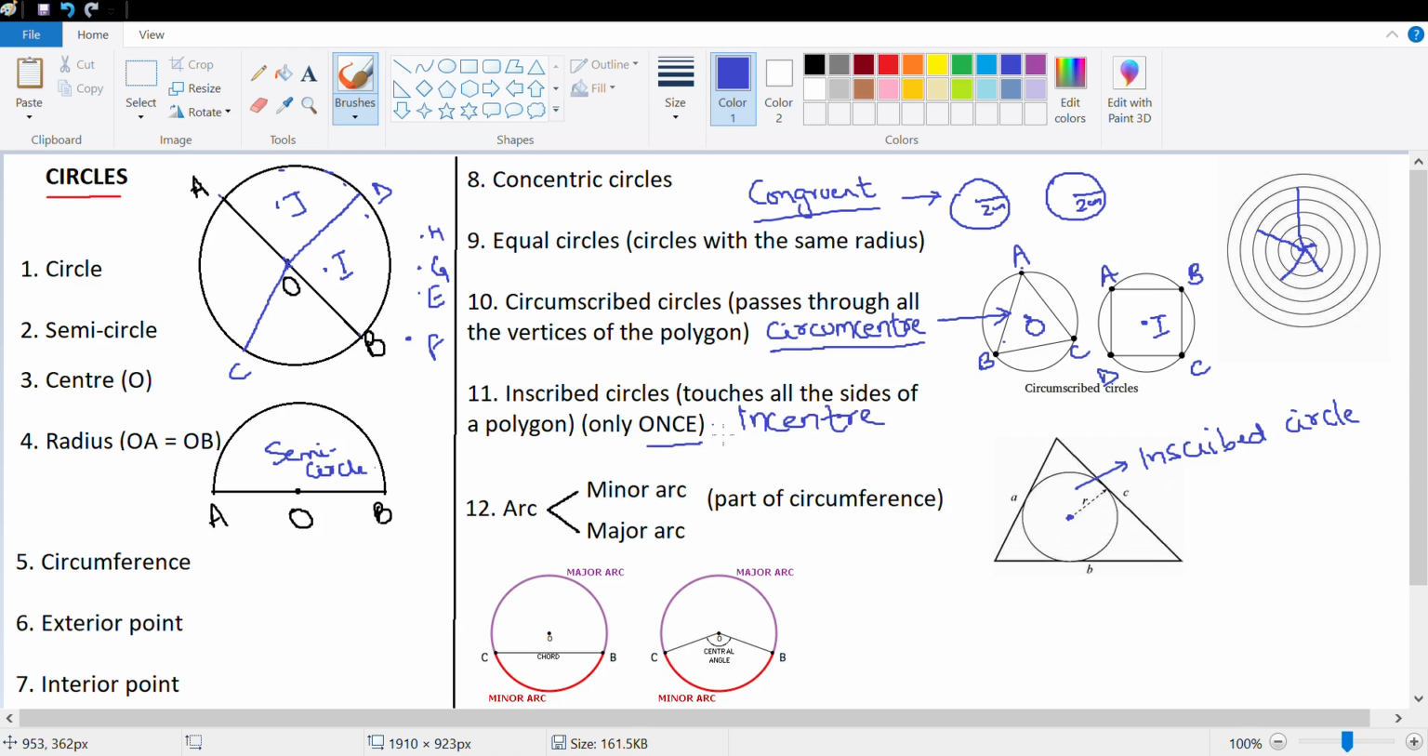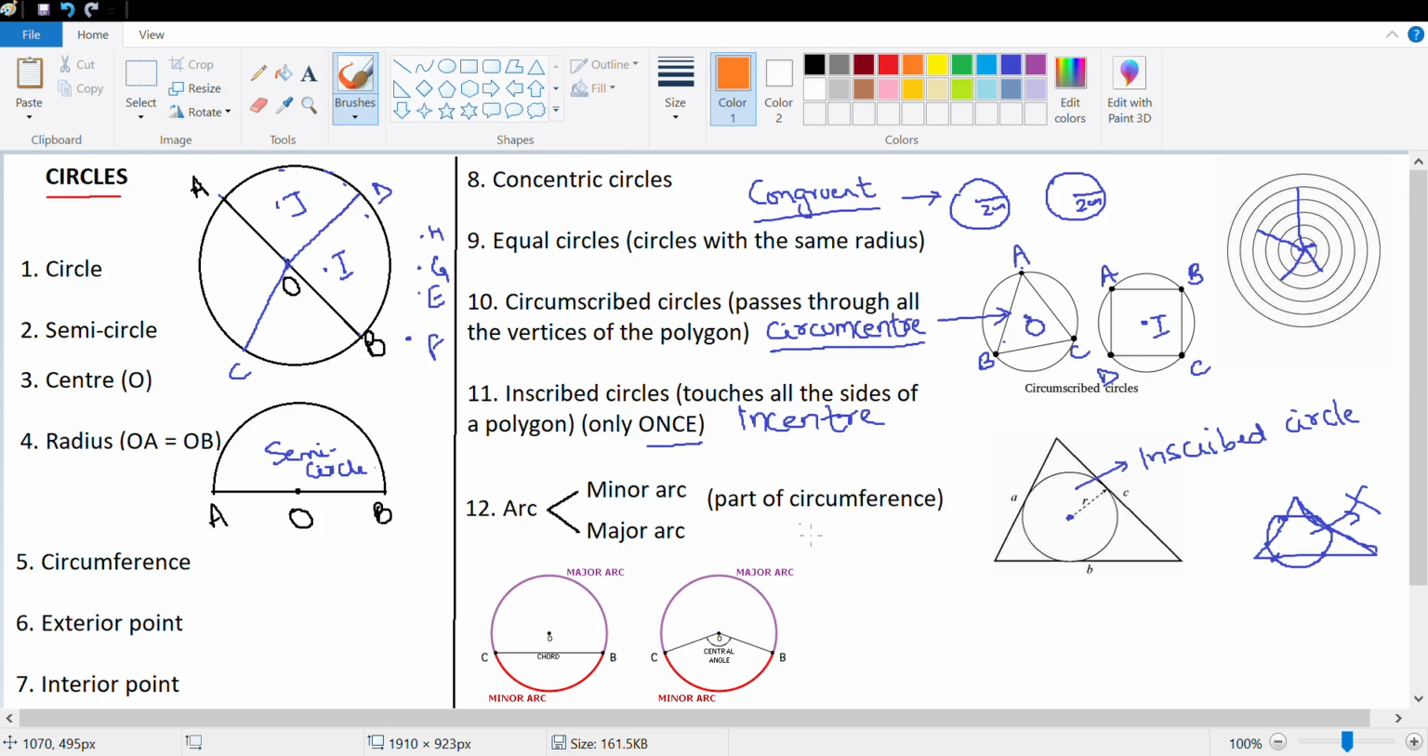Now I've highlighted once here, which means if this is a triangle and this circle touches this side at 2 points, this side at 2 points, this side maybe only at 1 point, this is not an inscribed circle because it should touch the sides only once. Perfect. Now let's look at some more terms which we already talked about in the previous years.